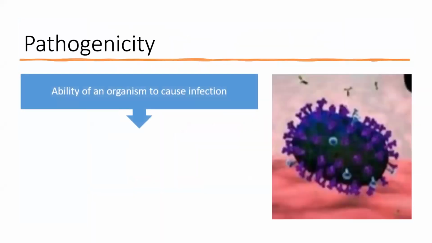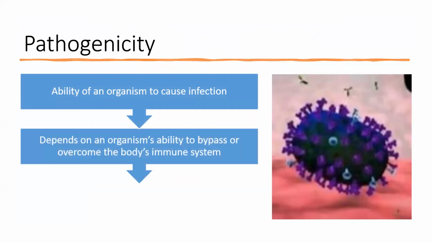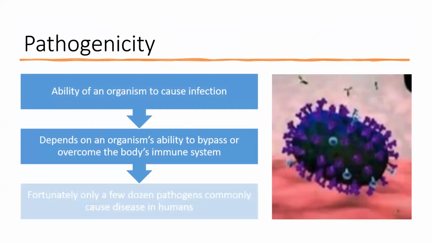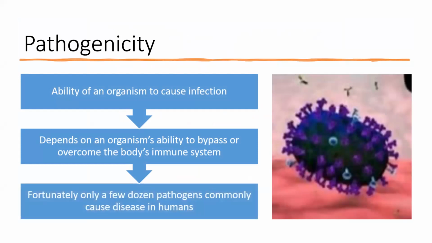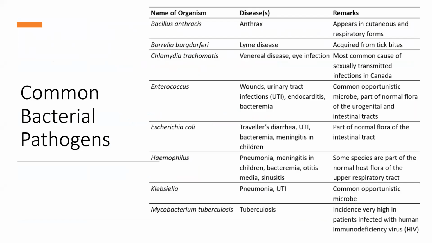problems. Pathogenicity means the ability of an organism to cause any kind of infection. It depends on an organism's ability to bypass or overcome the body's immune system. Unfortunately, only a few dozen pathogens commonly cause disease in humans. These are some of the common bacterial pathogens.